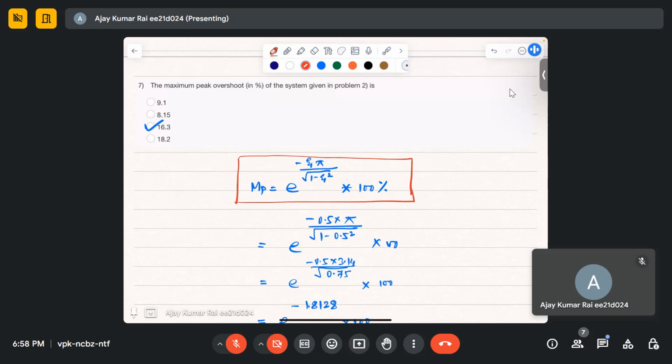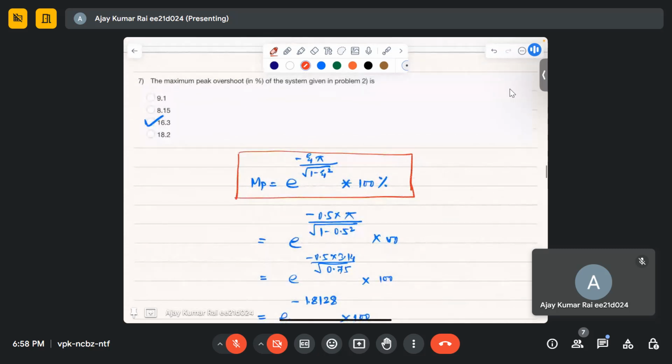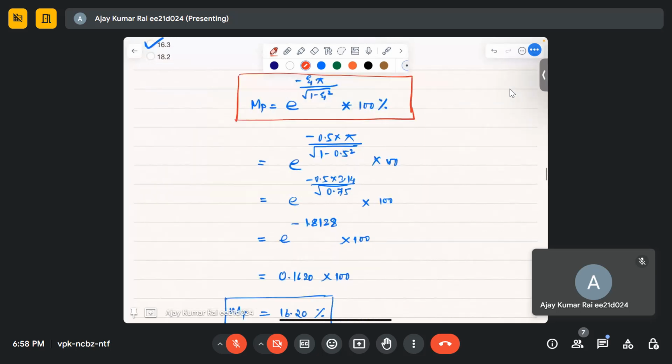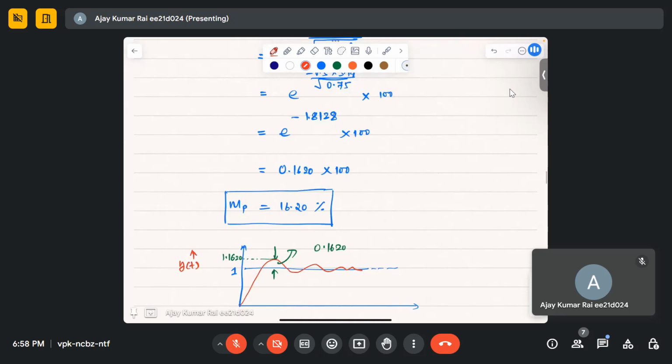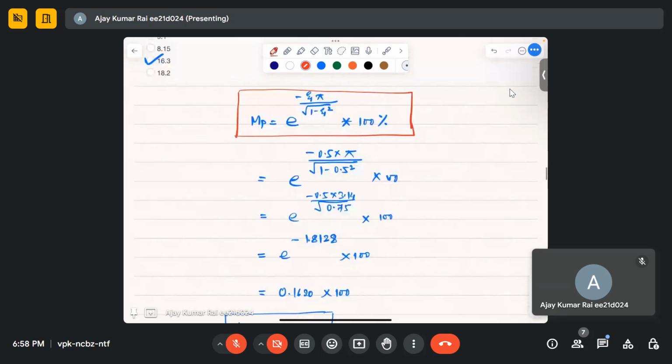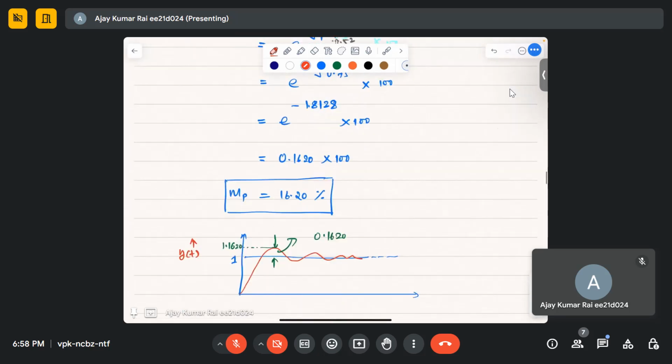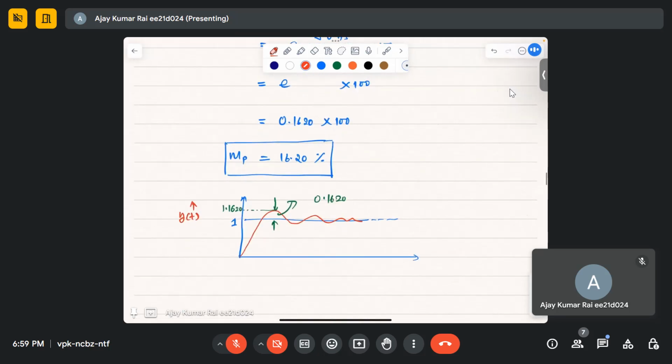Okay, everything is given. It only depends on zeta, right? When zeta is given as 0.5, and if everything is correct, you will get 16.3. I have calculated 0.2, but you will get this 16.3. And what it means is this.